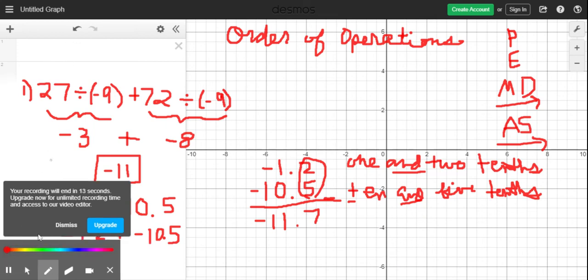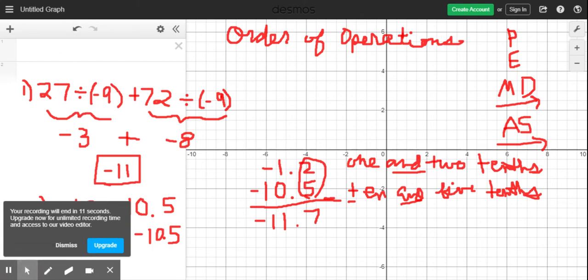So the signs are the same, so we just add the numbers and we take it as a negative. We can also check this up in Desmos as -1.2 minus 10.5, and there you can see the -11.7.